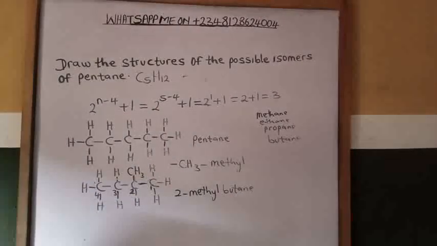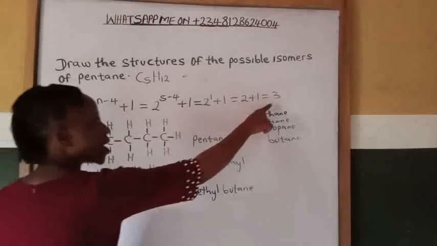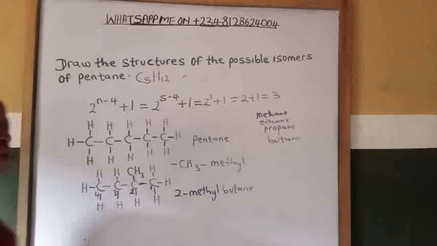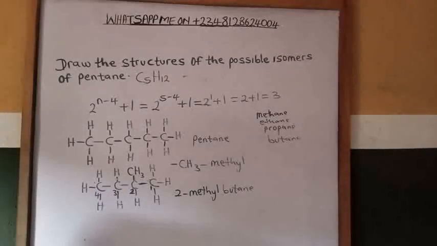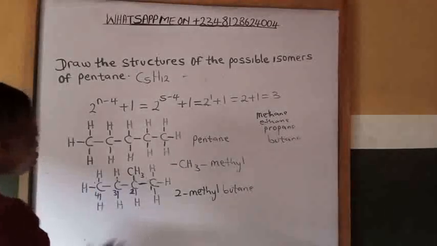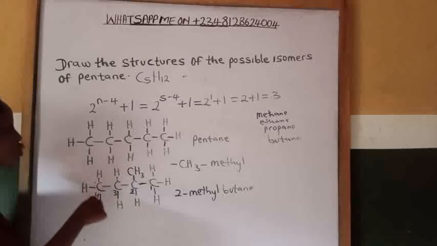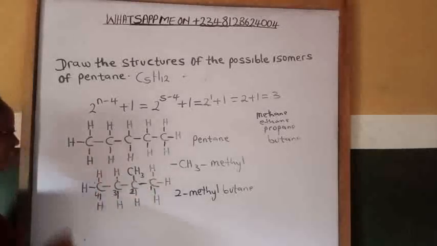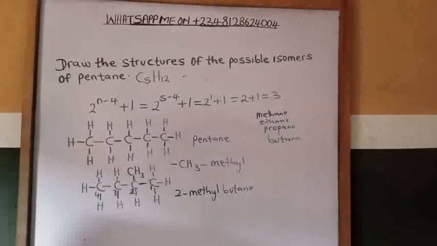So we have derived another isomer. Don't forget that we must derive 3 possible isomers. Then the third one. From this one now, you are going to reduce the length of the chain by 1 carbon atom again.